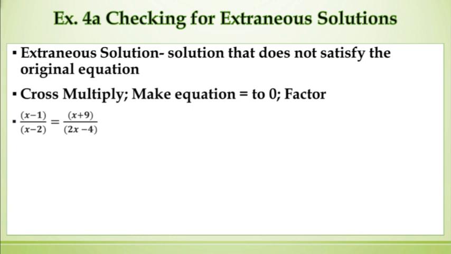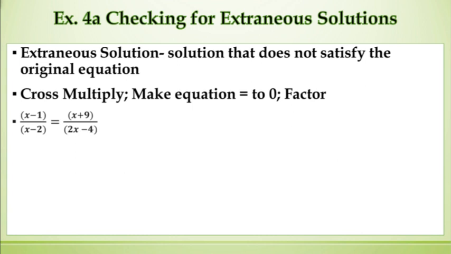Example 4, checking for extraneous solutions. As I referred to it before, an extraneous solution is just a solution that does not satisfy the original equation, which just means it makes it undefined, makes the denominator equal to 0, and you cannot divide by 0. So here we're going to cross multiply and then make the equation equal to 0, and then finally factor.